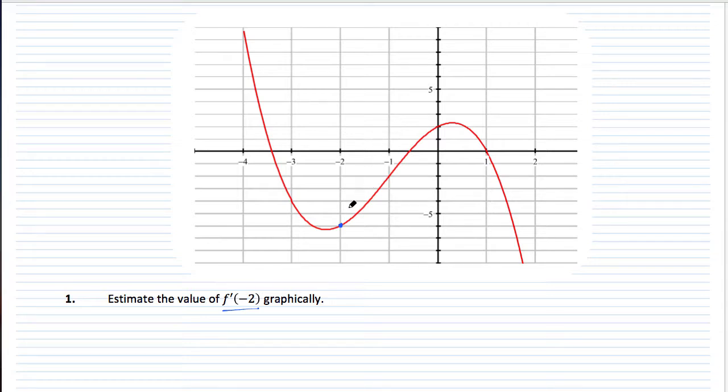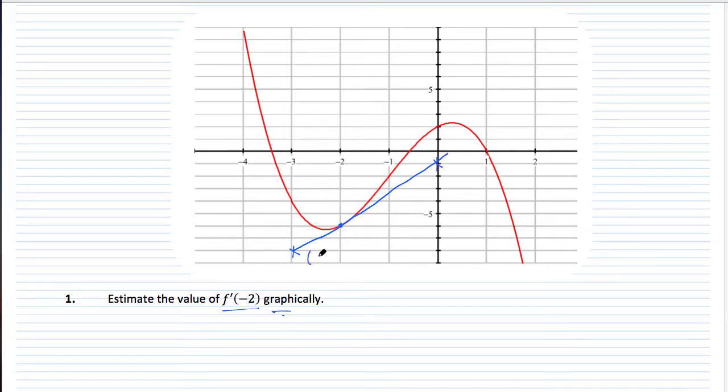For us, that means we want to estimate the slope of the function at that location. To do so graphically, we're going to sketch a tangent line. So we'll sketch a line, make this a straight line, and continue it down here. With this line, I'm going to estimate the slope, using 2 points on that line that I sketched.